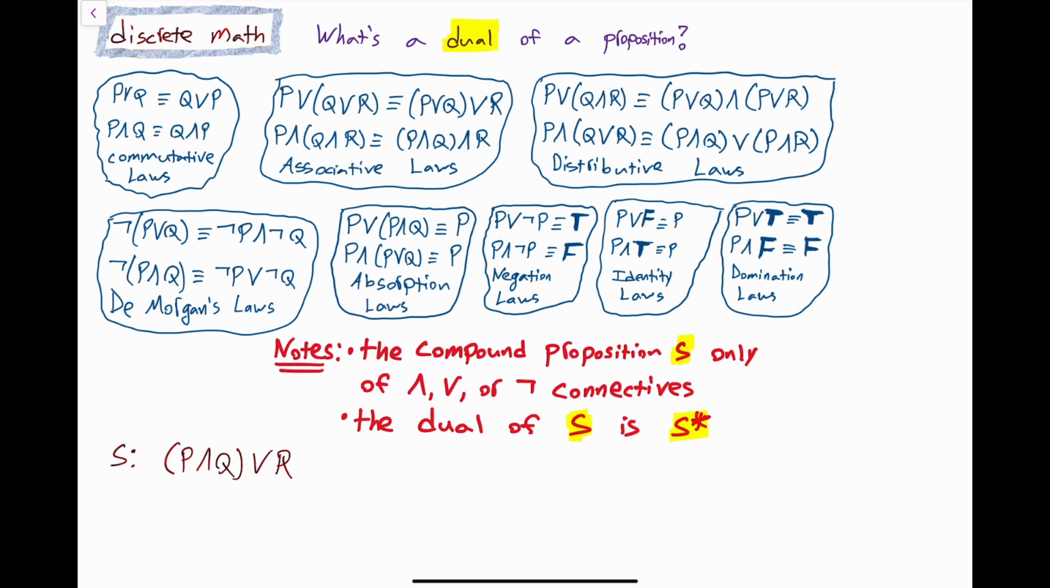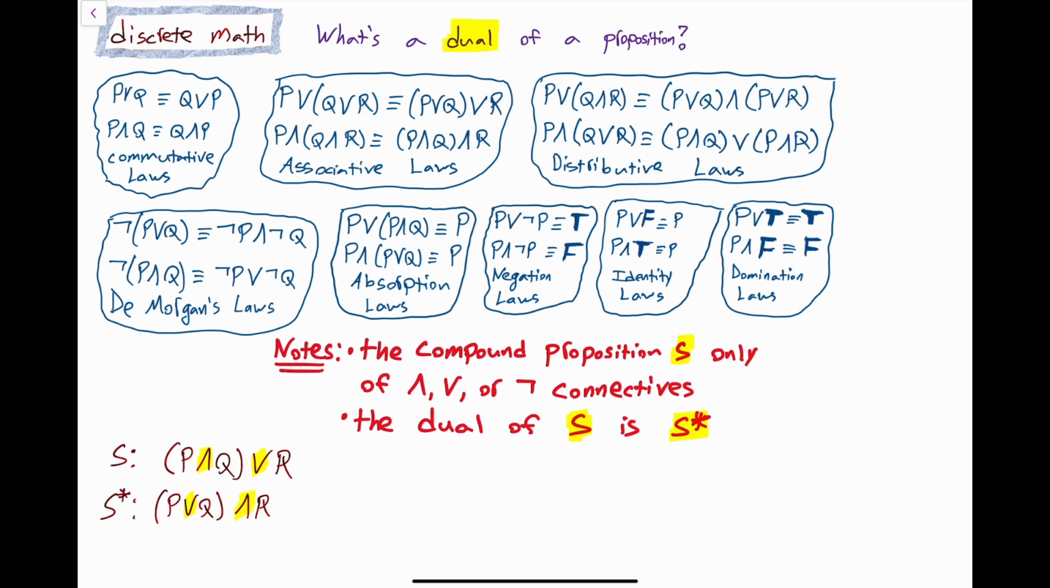It is a compound or molecular proposition. Moreover, it only consists of the sentential connectives and, or, not, so we're good to go. Let's take the dual, S asterisk. So we'll just flip the conjuncts to disjuncts, the disjuncts to conjuncts. Thus, (P or Q) and R. So we just moved from our conjunction to our disjunction, from our disjunction into our conjunction.